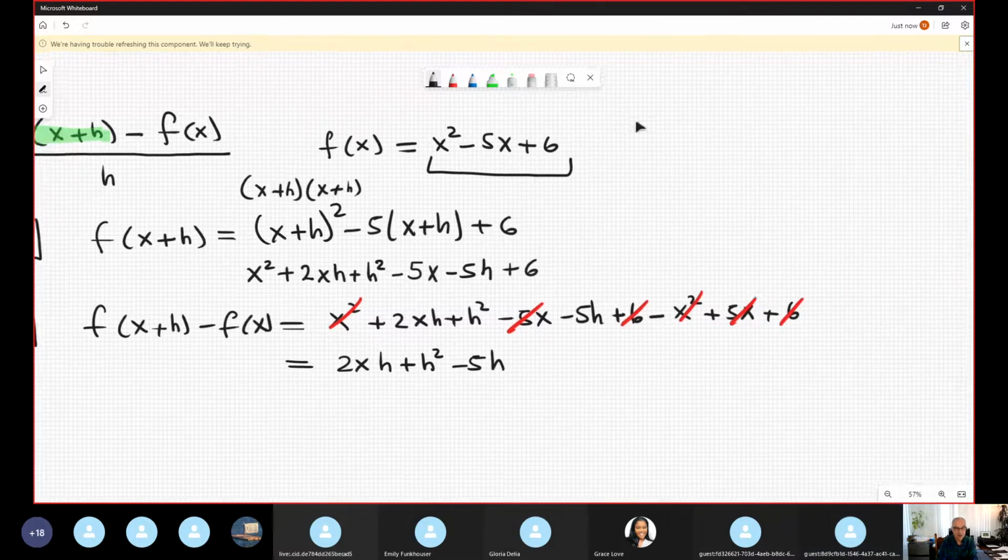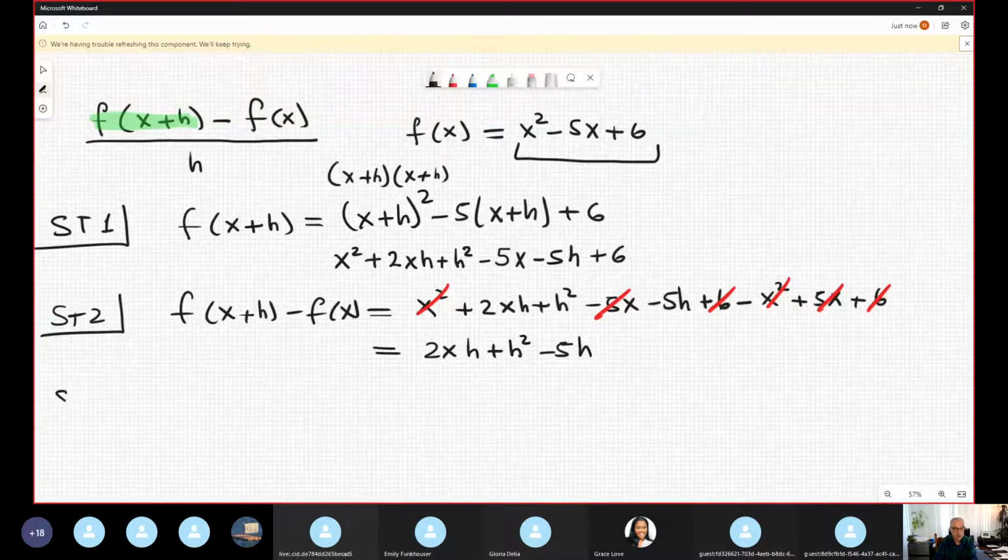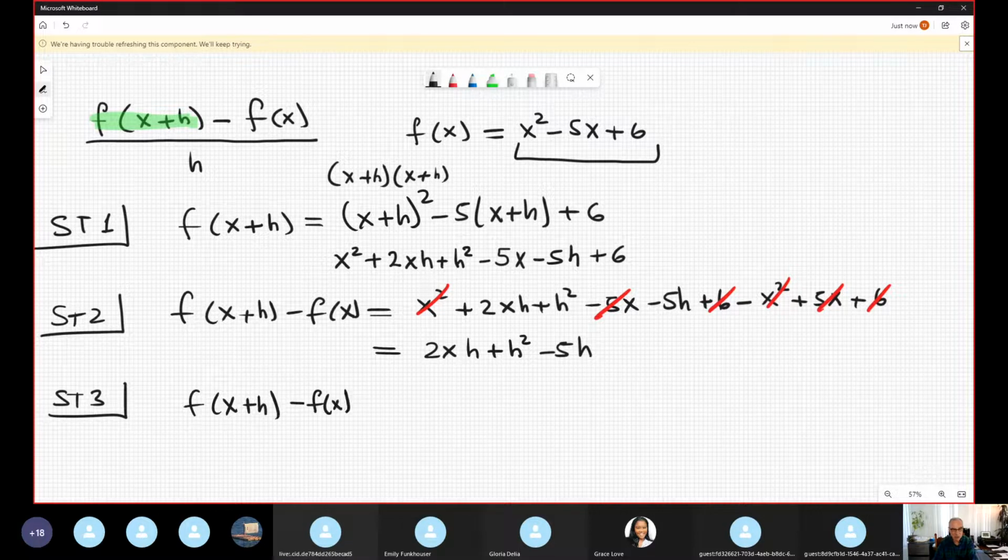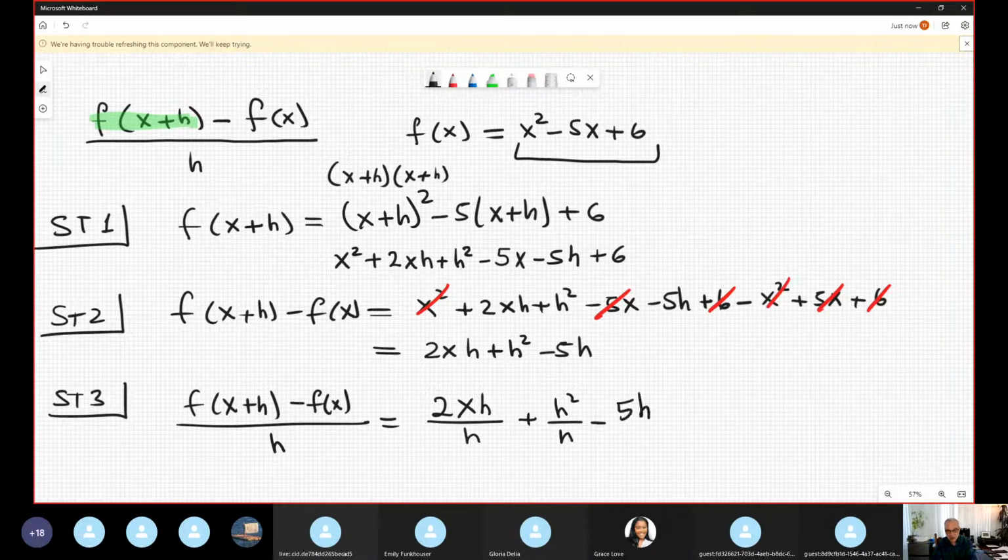Yes. Finally, step 3: divide by h. But dividing by a monomial is super easy, because the only thing you should do is divide everything separately like that: 2xh divided by h, h squared divided by h, minus 5h divided by h. So I split this over h in 3 terms. And now simplification. This and this say goodbye. 2x plus 1h, because h squared divided by h is only h, minus 5. This cancels out. End of the story.